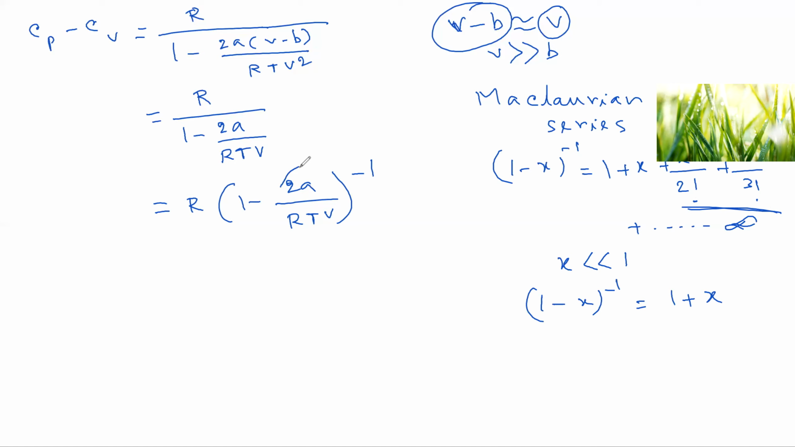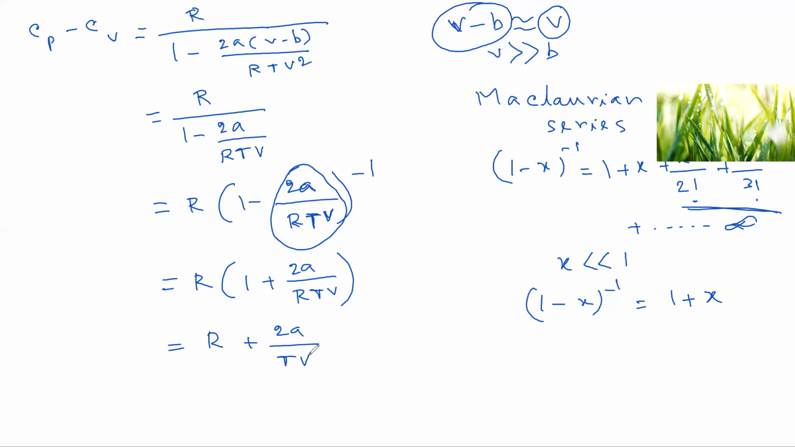So we'll do the same thing over here. This is a very small term, because R and T have very large values, and a is a very small correction factor. So this value is very small, and we can do the similar approximation. We can use this Maclaurin series approximation over here. So this will be equal to 1 plus x, that is 1 plus 2a over RTV. Okay, so then this is equal to R plus 2a over TV. So now we will take another approximation, that we will replace this V using the ideal gas equation. PV is equal to RT. This is another approximation.